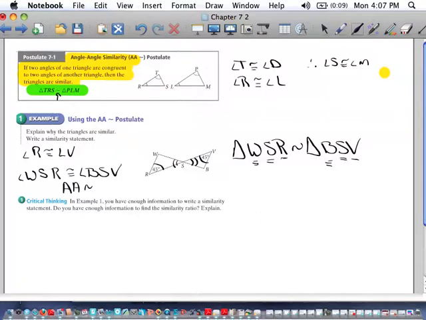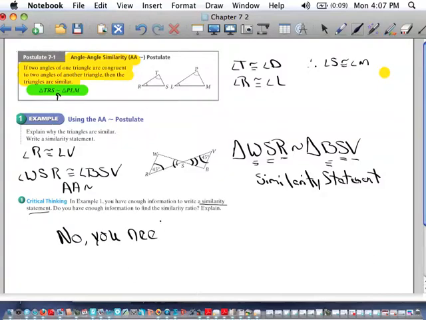Critical thinking, in example 1, you have enough information to write a similarity statement. That's the similarity statement right there. And it asks if you have enough information to write a similarity ratio, and the answer is no. You would need side lengths in order to get that similarity ratio.